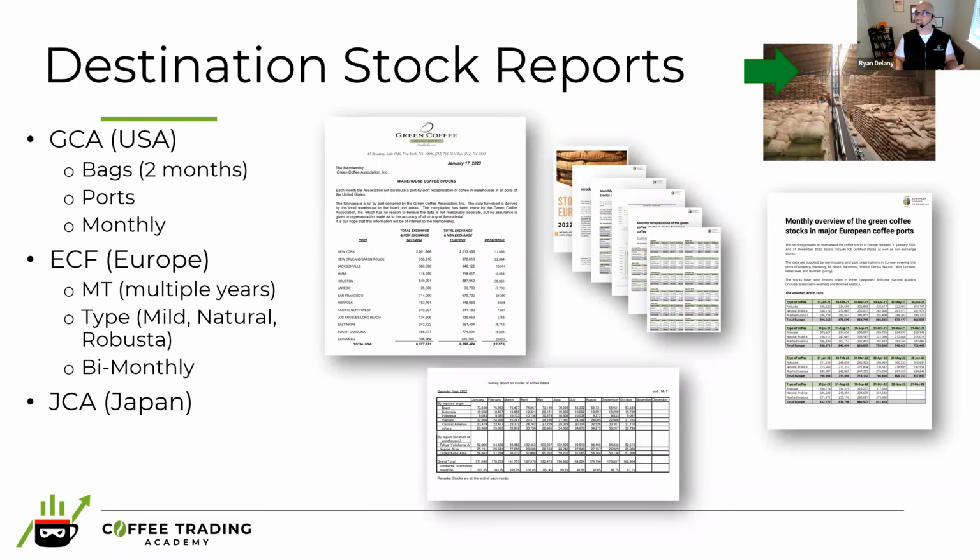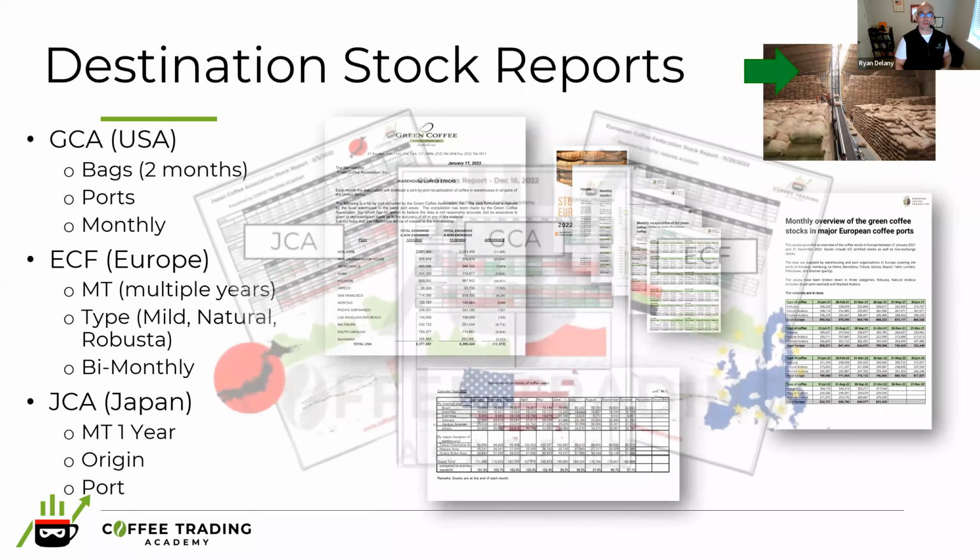Then we also have the All Japan Coffee Association inventory report, also in metric tons, and they have a year-to-date format here. They don't show the type of coffee, but they do show the origin, so we can kind of imply some of the types out of that, and they also show the port.